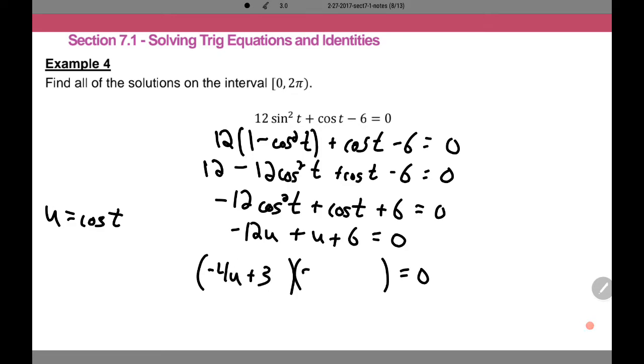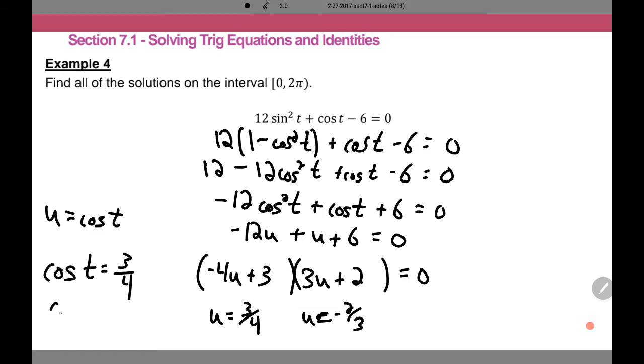So sometimes the factors are a little bit more complicated, but in this case I set both of these equal to 0, and I get 3/4 and -2/3, which when I set my cosine equal to that, I've got a couple things. I got cosine of t equals 3/4 and cosine of t equals -2/3. You're like, those aren't on the unit circle. So that's where we do our handy dandy stuff on a calculator.